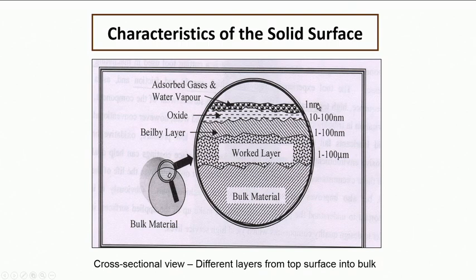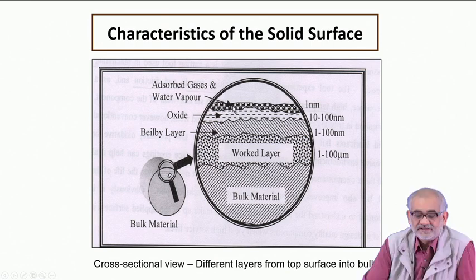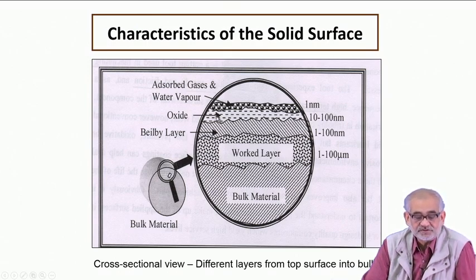The depth or the height of it is hardly a nanometer or even less. Below that will be typically an oxide layer. So the top layer is only an adsorbed layer, which is essentially just 1 or 2 atomic layers, but below that we have a solid which compositionally is different from the bulk and is an oxide or a hydroxide.